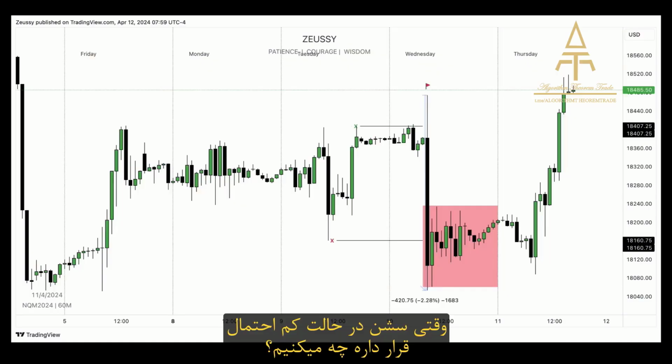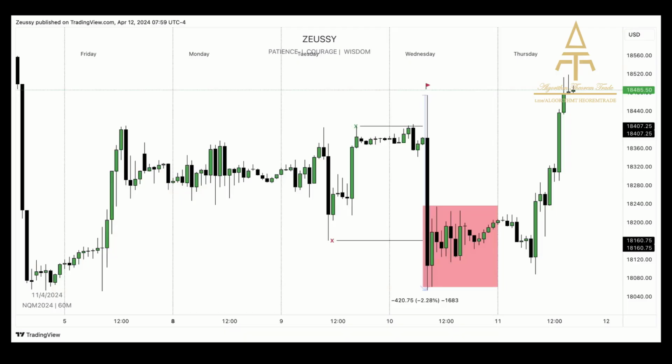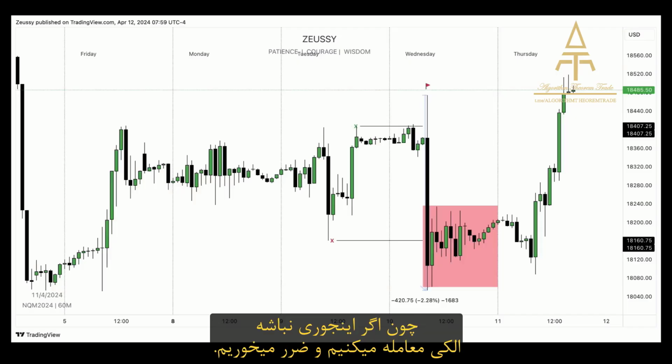When a session is deemed low probability, what does one do? Do we stare at it? Do we open our charts and keep on monitoring prices going sideways? Of course not. We do the opposite. We just close our chart, we just close shop, and we do something fun. We relax. Why? Why do we do that? Because if we don't, we're going to take unrequired risk and unrequired losses.